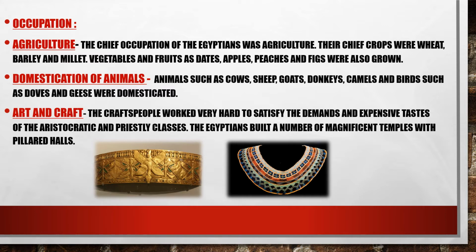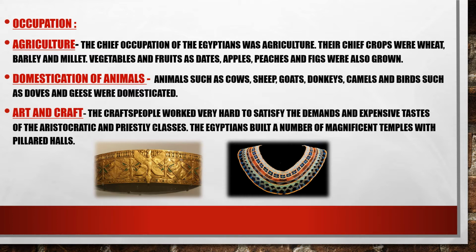Third one is art and craft. The craftspeople worked very hard to satisfy the demands and expensive tastes of the aristocratic and priestly classes. That's why we say the Egyptian civilization has very good taste, whether it's their jewelry, their dresses or their art and craft. They have their own good taste among all the art and craft. There were skilled craftspeople such as potters, goldsmiths, carpenters, weavers, sculptors and painters.